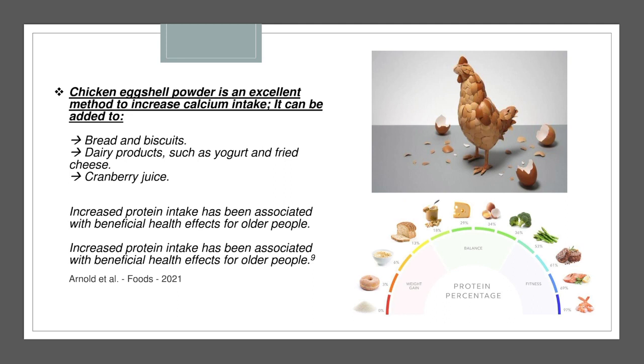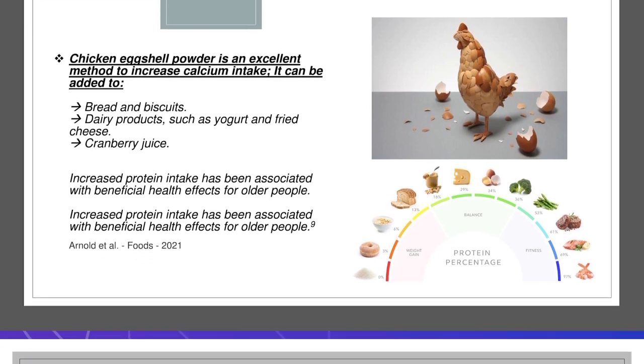A study suggested protein-enriched foods for old people. Increased protein intake has been associated with beneficial health effects for older people, including increased lean body mass and strength and lowering risk of becoming frail. Vitamin D and calcium-enriched functional foods are recommended to promote bone health and prevent osteoporosis in older people.